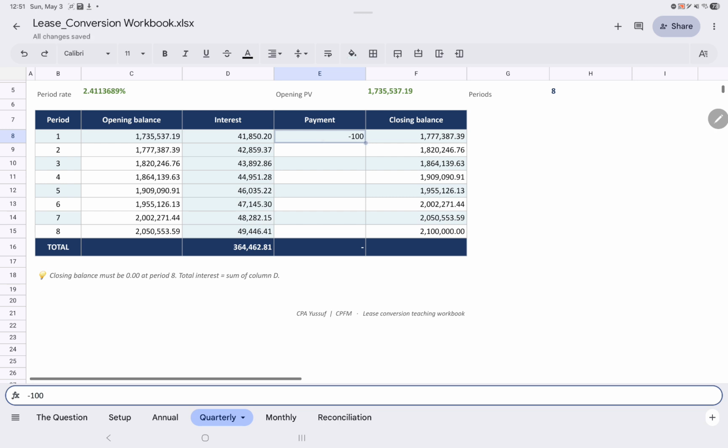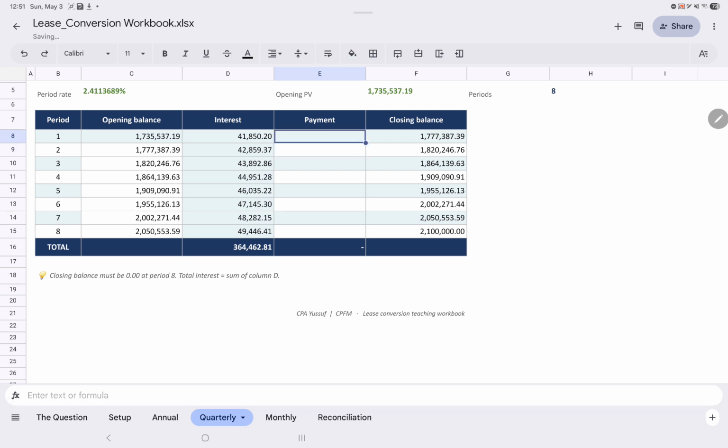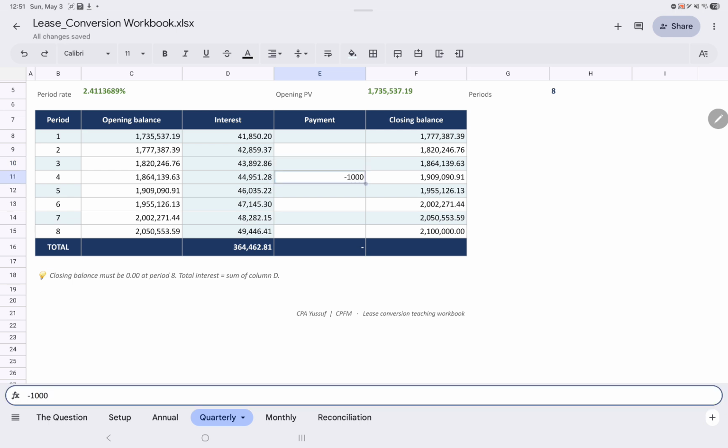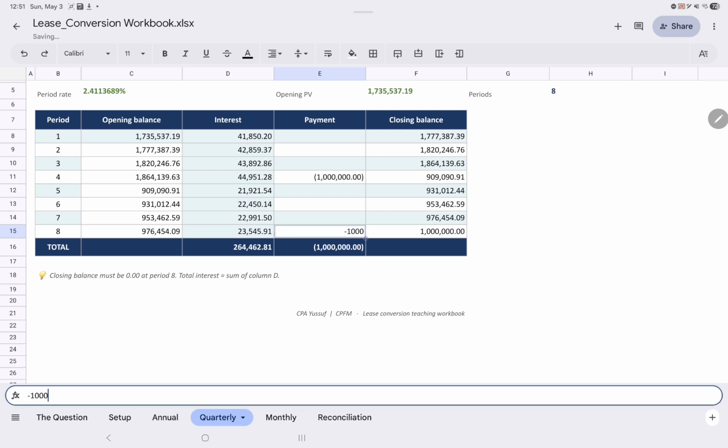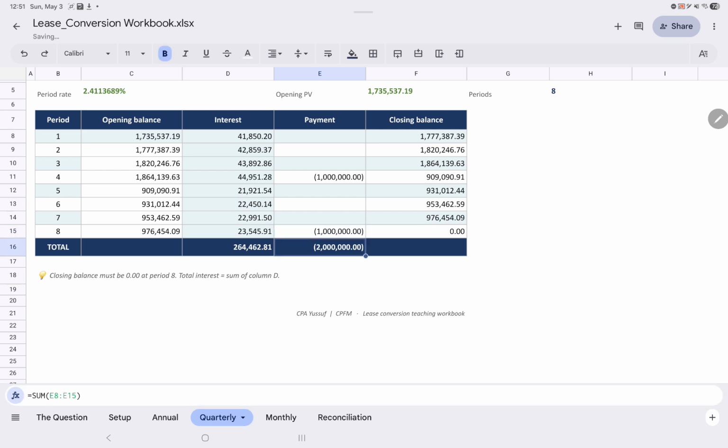Minus 1 million. Where do we place it for quarterly? That's the question. We will place it at the end of every quarter. 1, 2, 3, 4. So we will place it here, here, and then the last one here. So now our figures are 0.